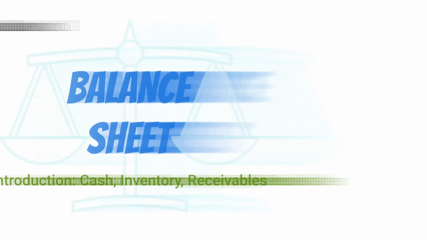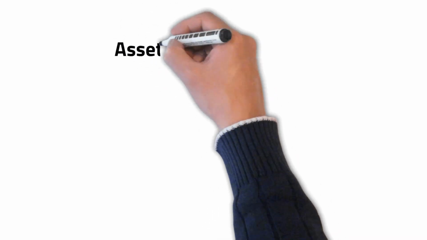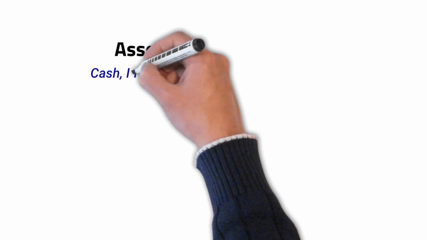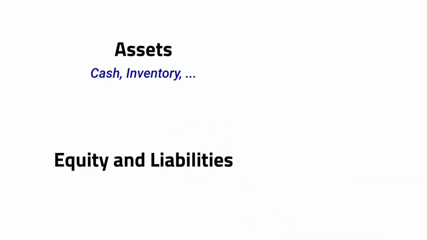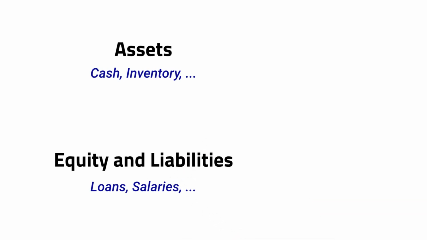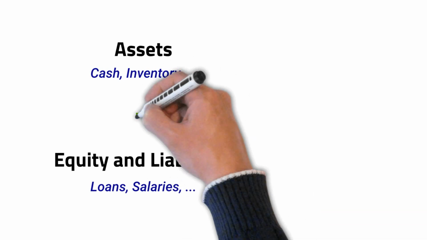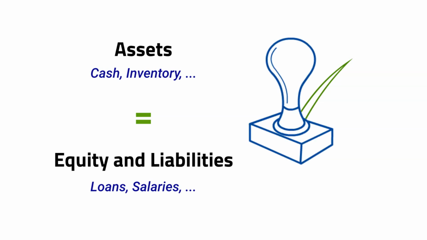The balance sheet is a snapshot of a company's financial position at a specific point in time. It's divided into two main sections: assets, the resources owned by the business, such as cash and inventory, and equity and liabilities, claims on those resources. Equity is what the owner contributes and owns, and liabilities are obligations to others. The golden rule of the balance sheet is assets equal equity and liabilities. This equation ensures that every resource is accounted for and explains the term balance.